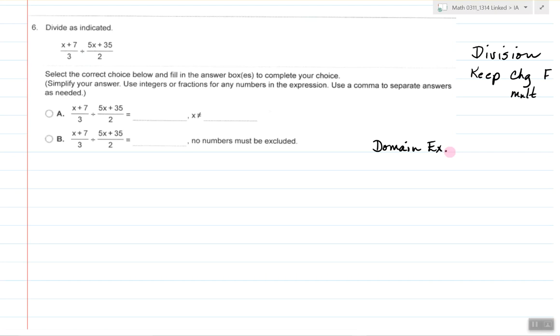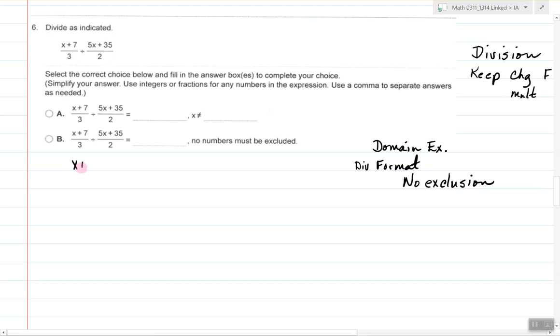Now, when you're working with division, it's just a tiny bit trickier because you must look for domain exclusions in its original format. In the original format, these two denominators are constant numbers. So we start out in its division format with no exclusions, because there is no value of x that's going to cause a constant to turn into 0. So now I'll go ahead and work on my division.